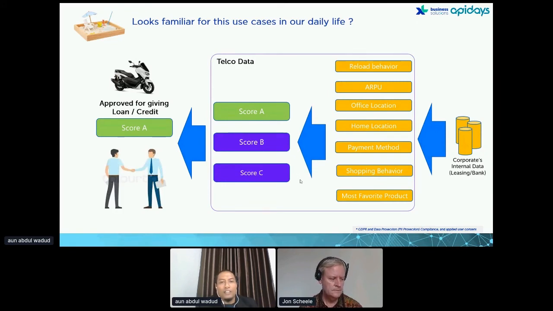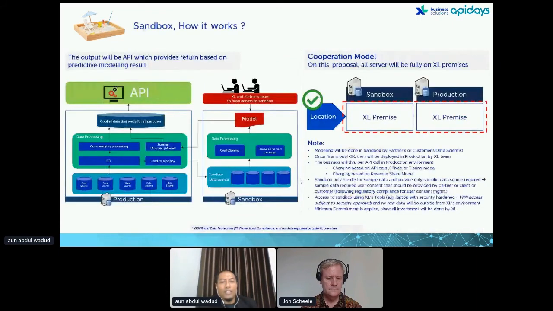This is pretty straightforward. And how did we do it? We created what we call a sandbox. This sandbox works together with our partner data scientists and our data engineers, and we make sure that no data will be pumped outside our environment. So all this will be done in our environment with GDPR protection, and for sure some of the data we will encrypt, and when it is put on production, there will be user consent. If there is no user consent, we will not allow giving the score. So this is the value proposition that we have right now, and all telcos in Indonesia can adopt this model in order to support financial services.